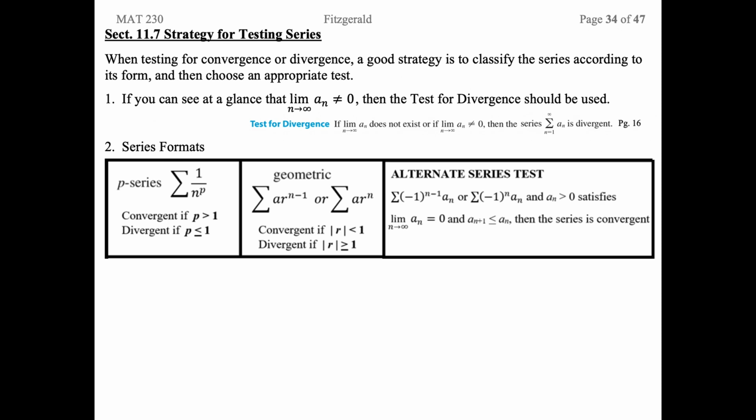Number 2, I look at 3 easy recognizable formats: the p-series, the geometric, and the alternating series test. And you got your conditions right there and what you need to do.